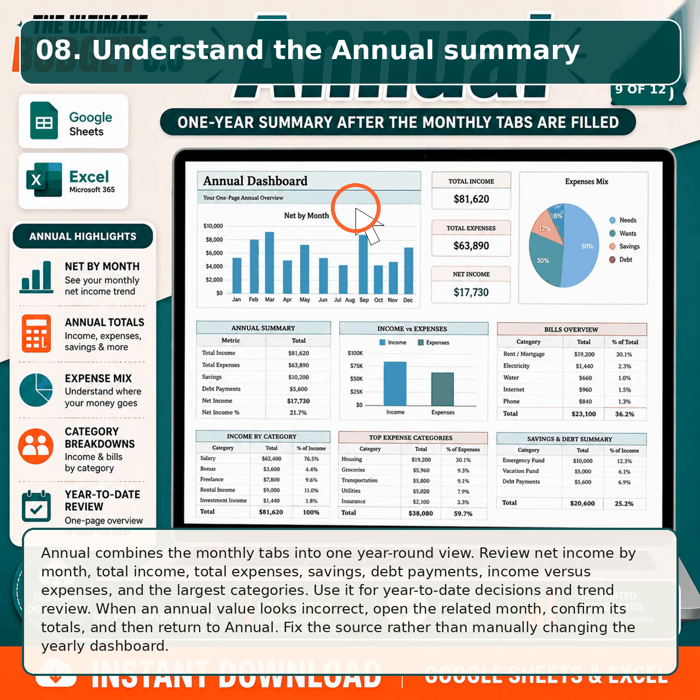Annual combines the monthly tabs into one year-round view. Review net income by month, total income, total expenses, savings, debt payments, income versus expenses, and the largest categories. Use it for year-to-date decisions and trend review. When an annual value looks incorrect, open the related month, confirm its totals, and then return to annual. Fix the source rather than manually changing the yearly dashboard.